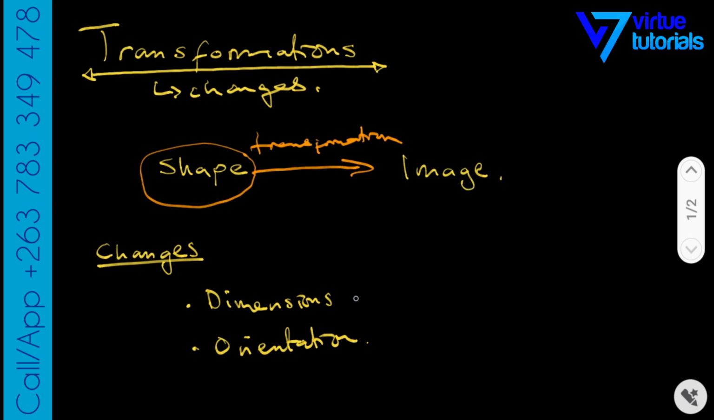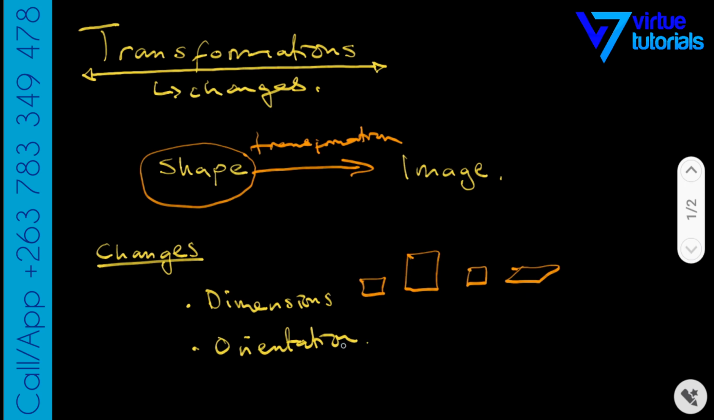So what kind of changes are we talking about here? We're talking about changes in dimensions, right? Changes in measurements. So something that was smaller could become bigger. Something that seemed to be straight may bend a little, right? So these are changes to the dimensions of the shape, the measurements of the shape, right?